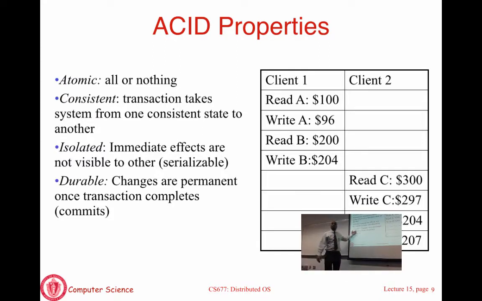And durability essentially says that once you commit the changes, once you write whatever you are doing, then you cannot undo it. Then the changes are permanent. But while the transaction is executing, you have the ability to undo things and go back to a previous state as if nothing had happened.